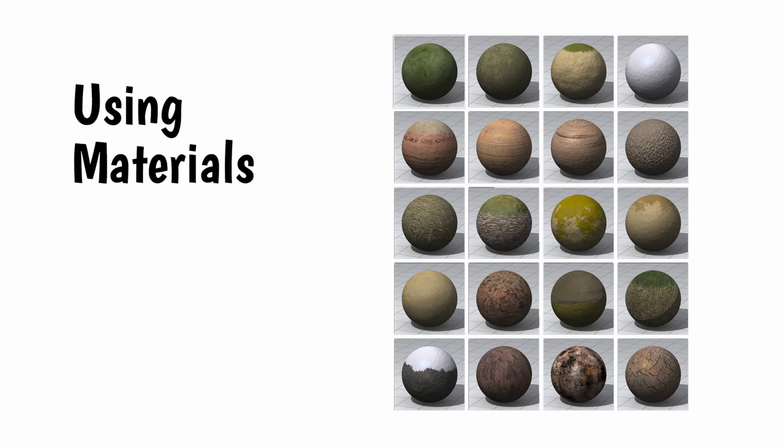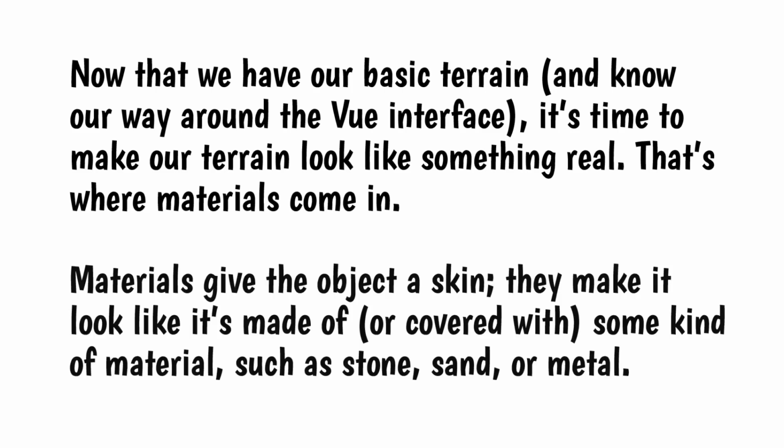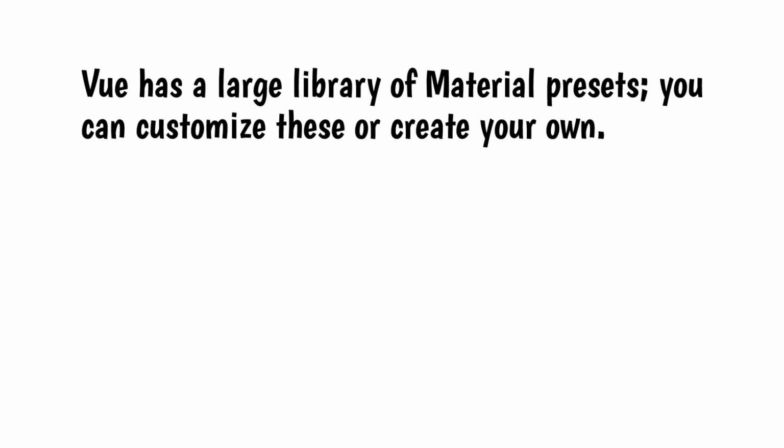Using materials. Now that we have our basic terrain and know our way around the view interface, it's time to make our terrain look like something real. That's where materials come in. Materials give the object a skin. They make it look like it's made of or covered with some kind of material, such as stone, sand, or metal. Vue has a large library of material presets. You can customize these or create your own.